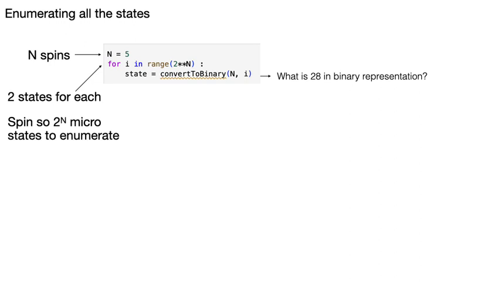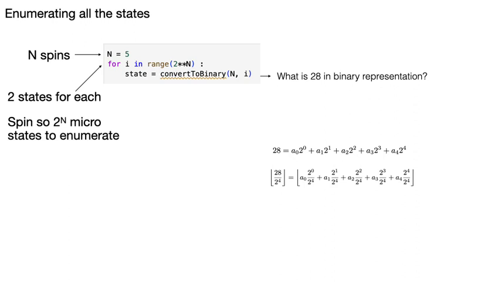Well, first note that 28 is less than 31, which is the largest number that we can represent with 5, the number of particles, digits of binary. We next note that we can write 28 as shown here, where the A0, A1, A2, A3 and A4 are the ones and zeros that are going to make up our string of binary digits. Let's now divide our input number 28 by 2 to the 4 and take the floor of the results.